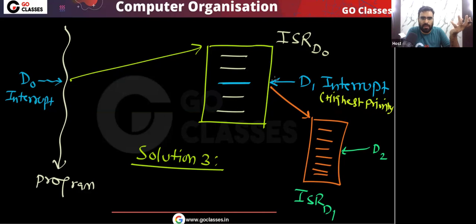Yes or no? Are you getting my point? See, we are only servicing the higher priority interrupt. Okay, so how many can you have? Maybe 3, 4, 5. Yes or no?